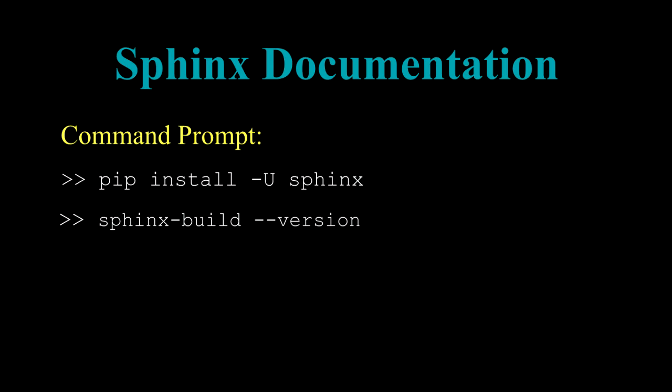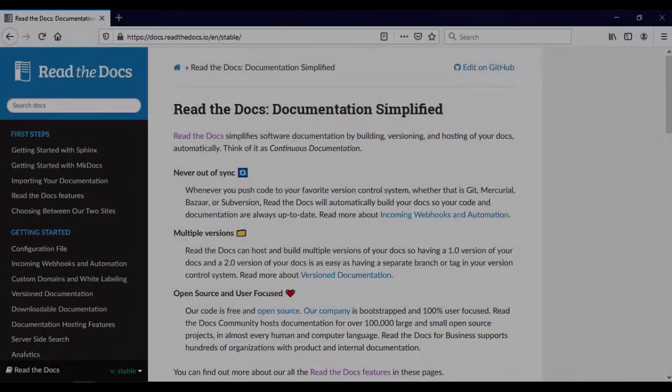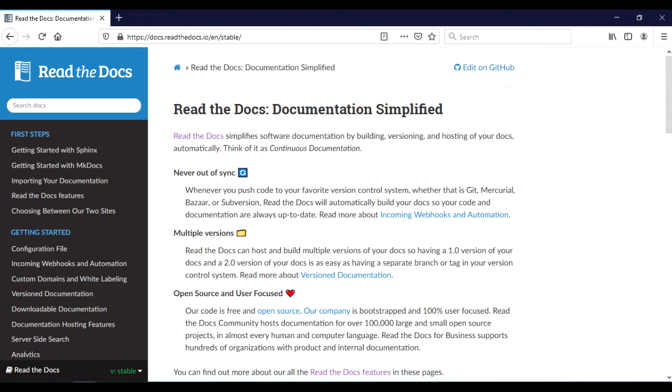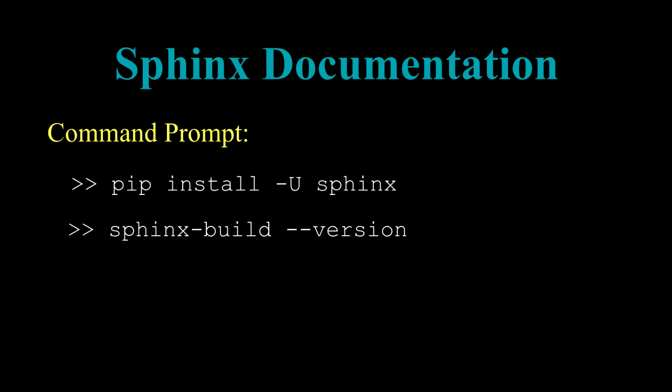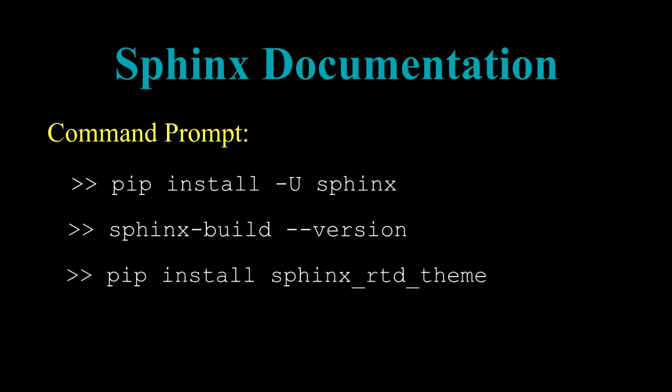Also, there is one theme that is widely used in most open source documentation, that is the Read the Docs theme. By default Phoenix won't install this theme, so we have to install it from outside. To install this we use pip install Phoenix underscore rtd underscore theme. This will be helpful in a later stage of our documentation process. Okay, so we have Phoenix installed on our machine right now.